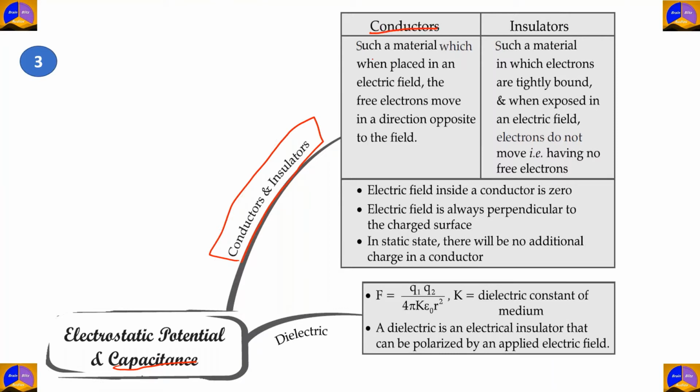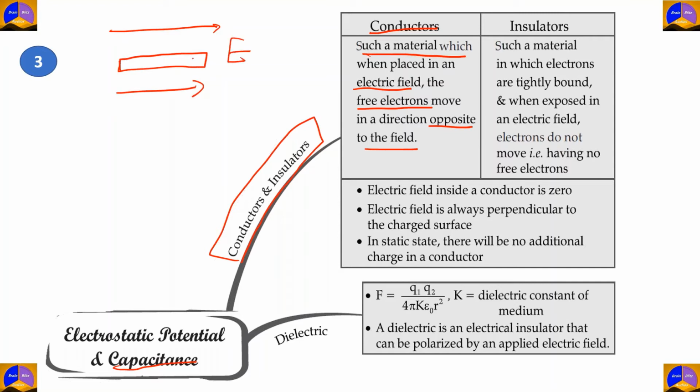A conductor is such a material which, when placed in an electric field, the free electrons move in a direction opposite to the field. Suppose we have a conductor here, and there's an electric field E. Then the free electrons present would start to move in the direction opposite to the direction of the electric field. Materials which exhibit this property are known as conductors. And conductors are the ones which have free electrons. They include metals, graphite, etc.